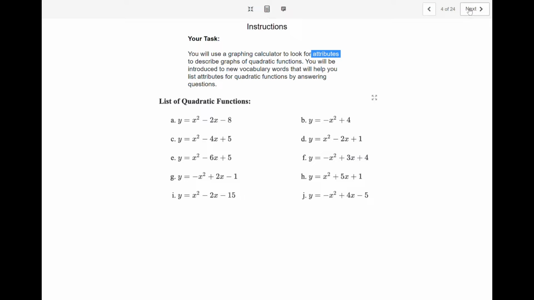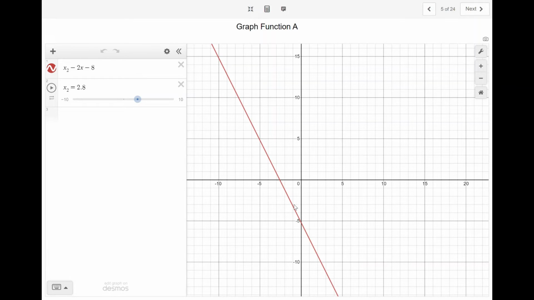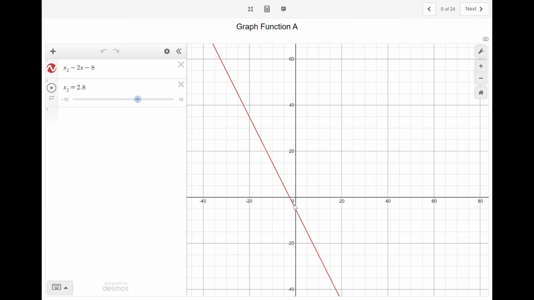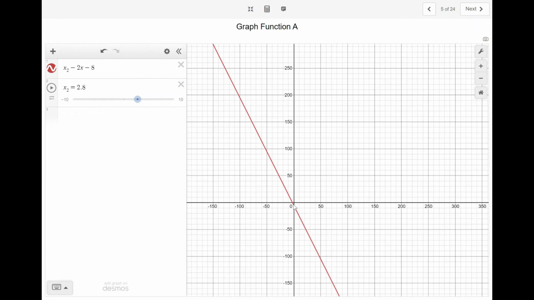So here's a student exemplar. Notice that you could tell this student did not watch the video and did not pay attention. How do we know that? Well, once they type this in, look at their graph. You have to ask yourself, does this graph look like a U shape or an upside down U shape? No, it does not. Notice it's a line. This is a linear function.